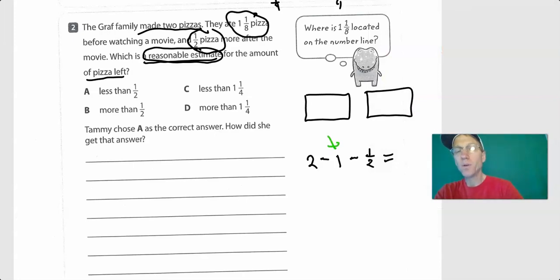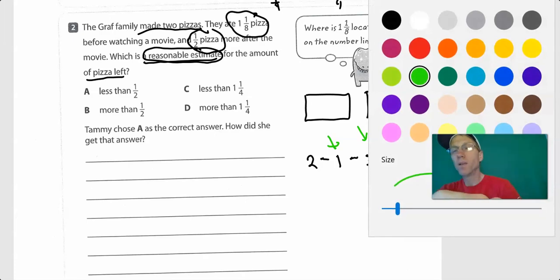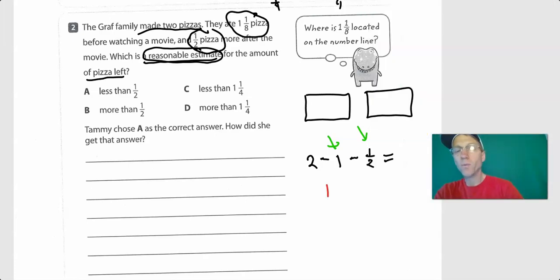They ate about 1 pizza. Then they ate about 1/2. Okay. 2 minus 1 is 1. Right. Let's do this part first. Our order of operations. 1 minus a half is a half. They have about a half left.